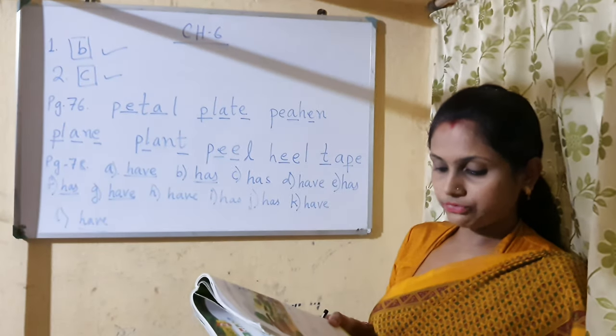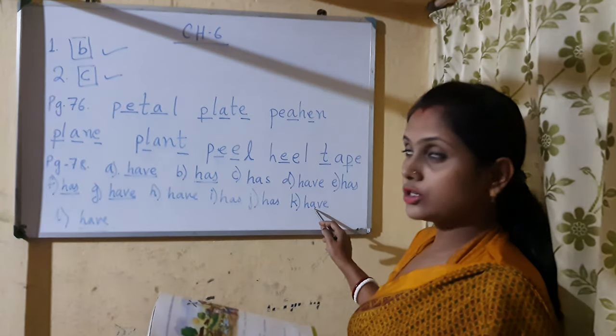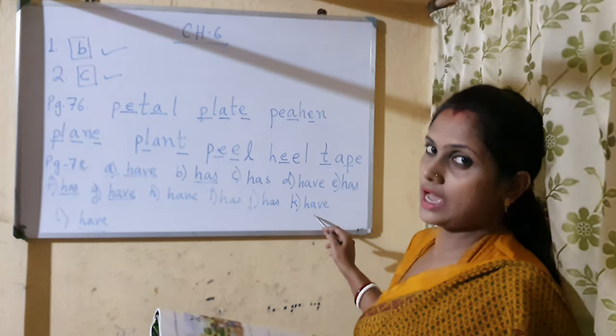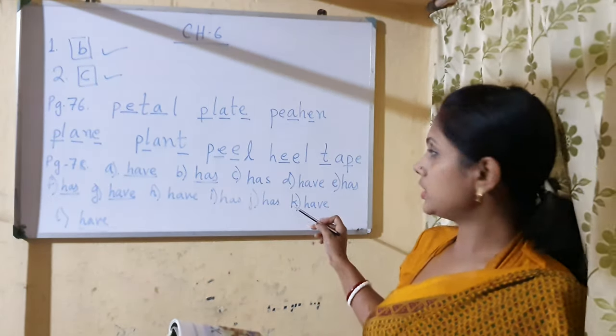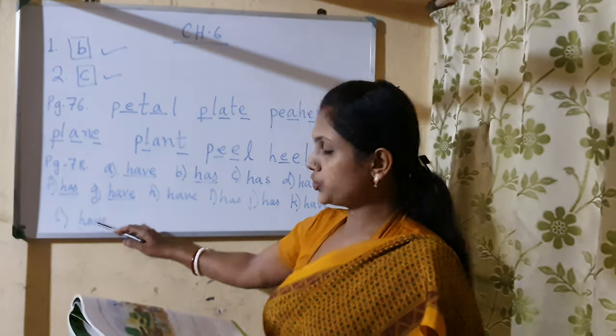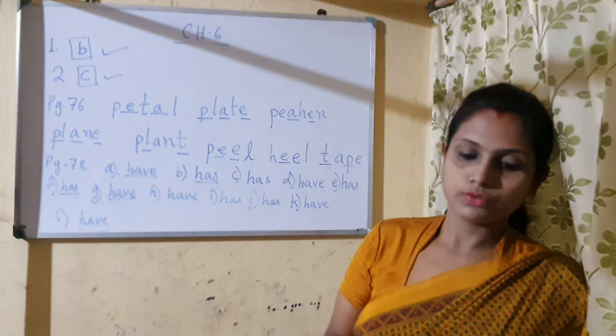I love going to the farm, I dash lots of fun there. I have, because we know according to the rules, after I we always write have. Though I is singular, it is an exceptional case. After I, we always write have. And number L, do you have? After you also, we write have. You is treated as plural, so we write have.